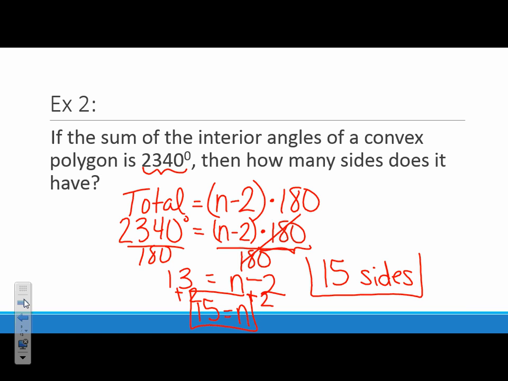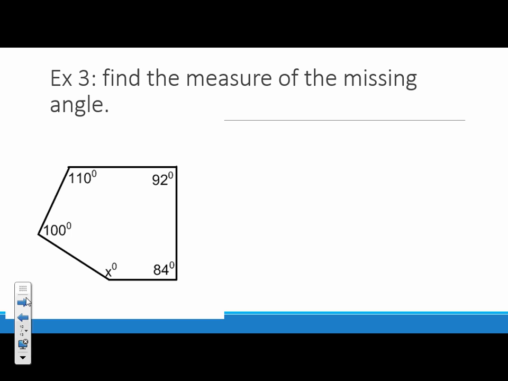If we had to have that many total degrees, that's how many sides it would have. All right, so what if we have a picture like this one? Find the measure of the missing angle. Well, if we take a peek at this, these are all interior angles, and let's figure out how many sides this thing has. 1, 2, 3, 4, 5.